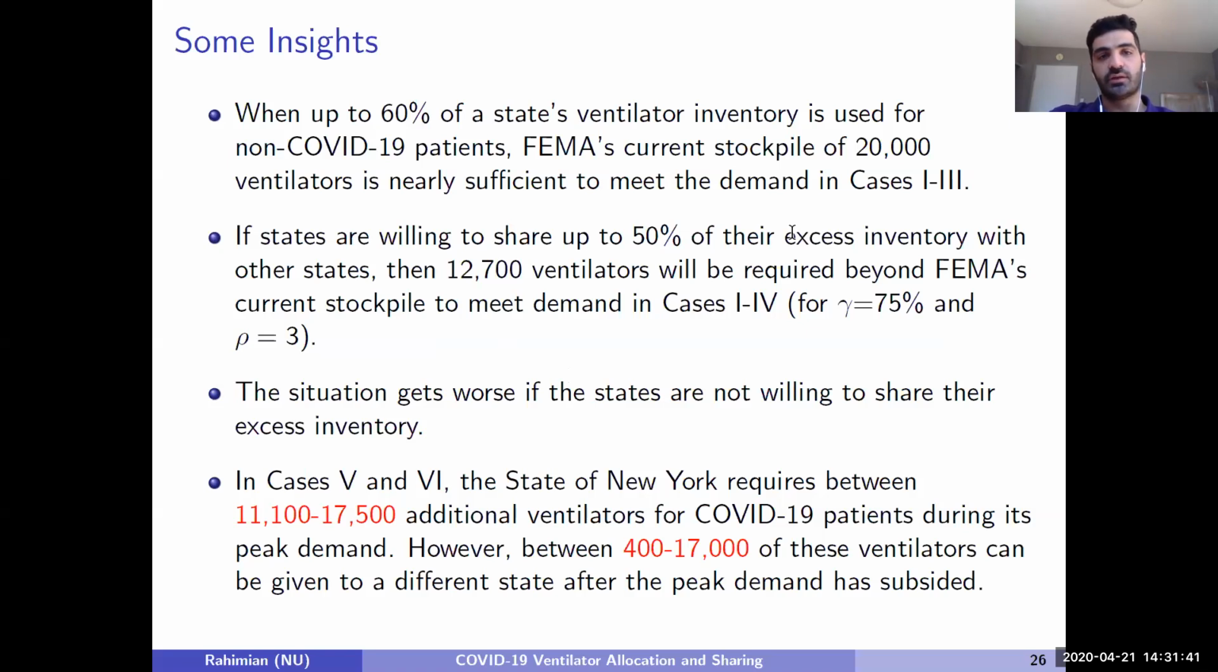But if states are going to share more of their inventory with other states, we can see that the number of shortages would go up around 13,000 ventilators beyond what FEMA has already in hand. The situation, of course, gets worse if the demand scenarios become more and more severe and the states are not going to share their excess inventory with other states.